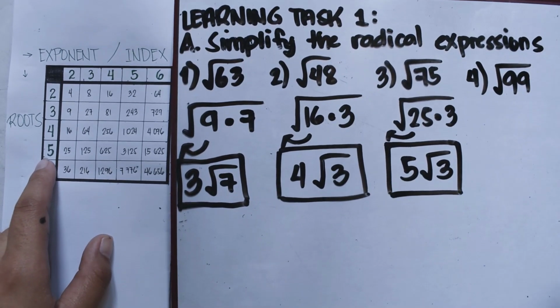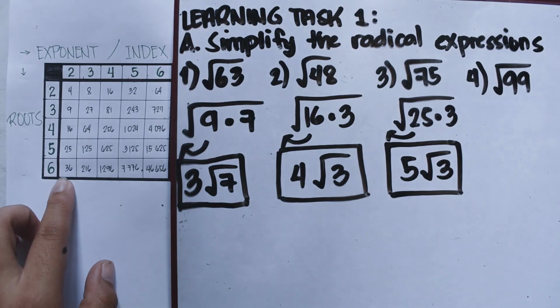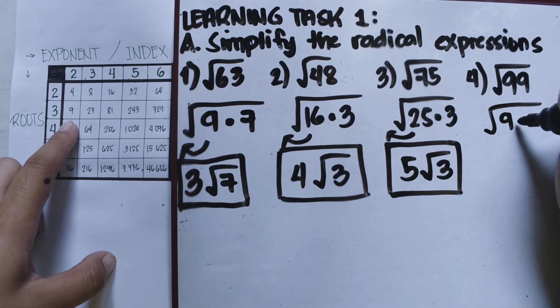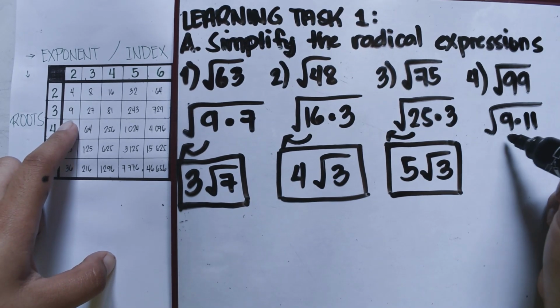Since square root pa rin ang hinahanap natin, dito pa rin tayo titingin sa ating perfect square. So, syempre, obvious na obvious naman, ano ba ang factors dyan ni 9? Syempre, si 9. So, we have 9 times what? Anong number yung pag tinimes ay 99? So, 11. Tama naman. And, perfect square si 9.